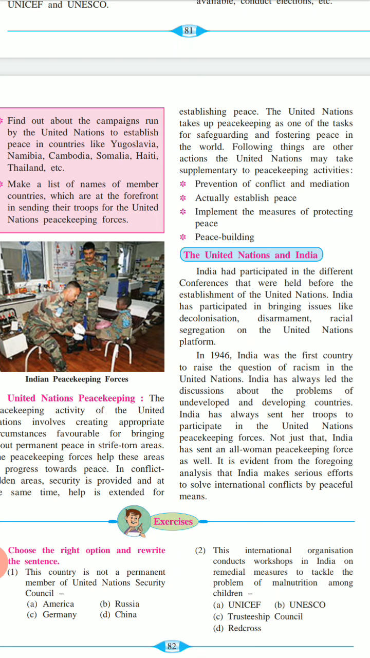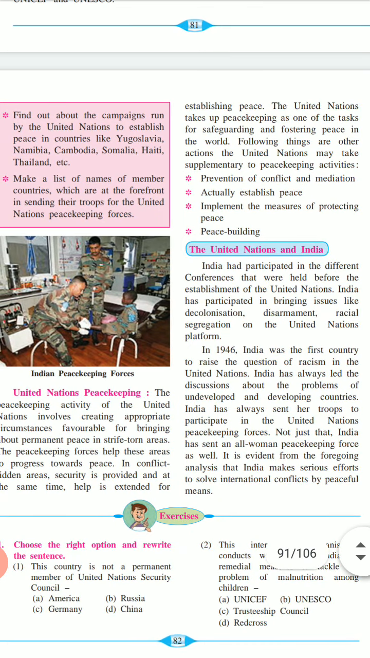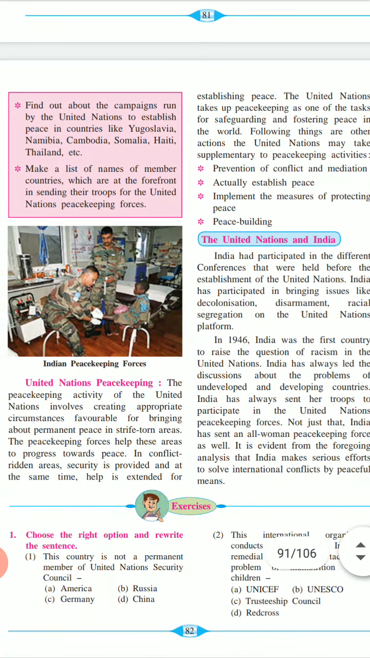So, students, talking about United Nations peacekeeping, the word itself tells us that this specific group or activity has been taken up just to maintain peace and harmony in the whole world. Whatever help is needed, wherever physical help or any other help is needed, it is provided by the United Nations peacekeeping force.